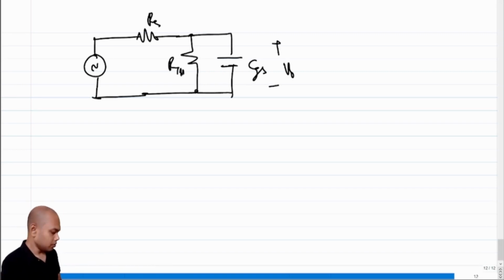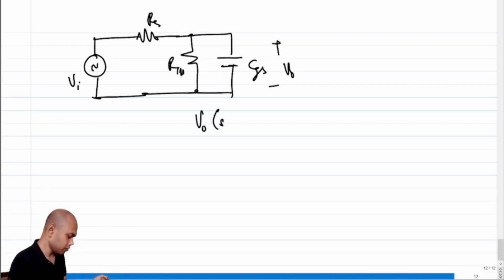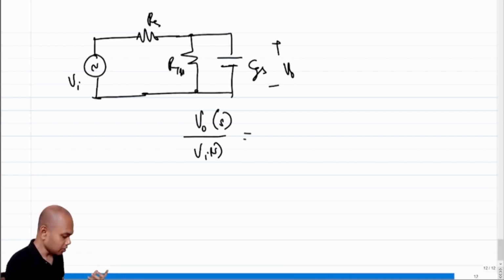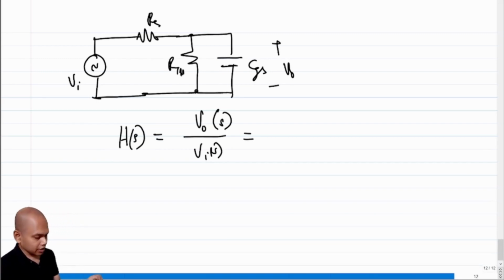Okay, so in this case, if I have to write the transfer function, what should I do? So what is V0(s) by Vi(s)? We say that this transfer function, let's call it H(s), will have two parts.